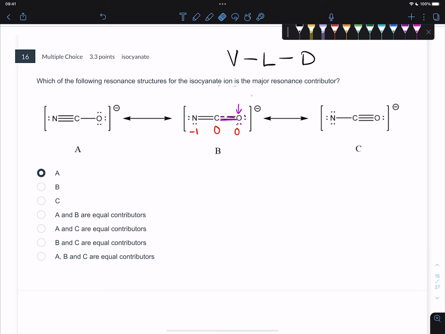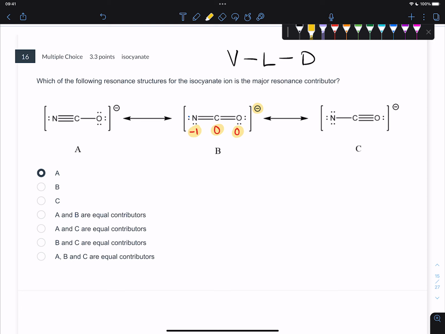Now, formal charge is cool because it can help you identify what the best structure is, which we're doing here. Which of the following resonance structures for the isocyanate ion is the major resonance contributor? Which means the one that has the most minimized formal charge. Now, the overall charge on the isocyanate ion is -1. And if you think about it, that kind of makes sense. Add up your formal charges. -1 plus 0 plus 0 is -1. That means that the overall thing better have a -1 charge, and it does.